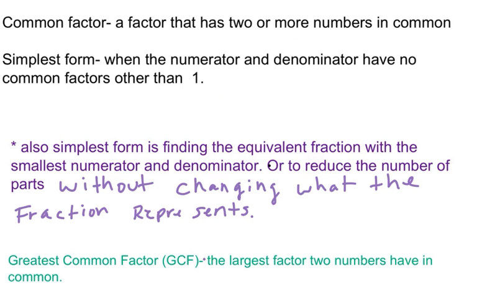So, let's go over some vocabulary again. Remember, the common factor is a factor that has two or more numbers in common. Simplest form is when the numerator and the denominator have no common factors other than 1. Remember, that's important. And also, simplest form is finding the equivalent fraction with the smallest numerator and denominator, or reducing the number of parts without changing what the fraction represents. Remember, that's important. And then the greatest common factor is the largest factor two numbers have in common.